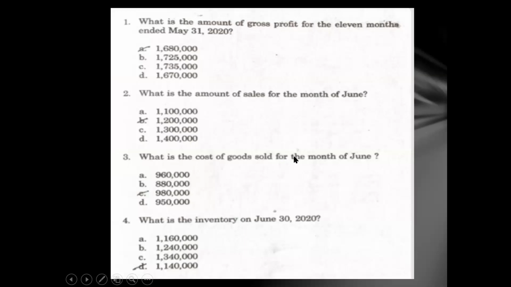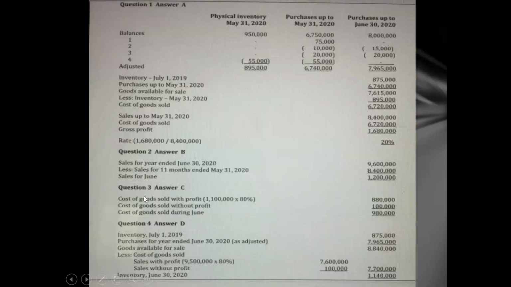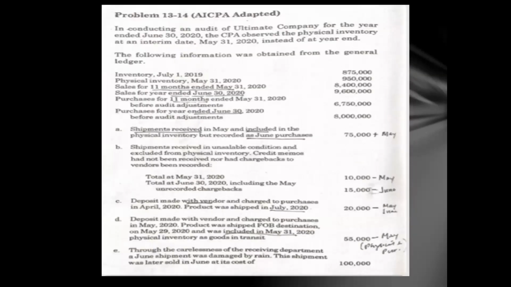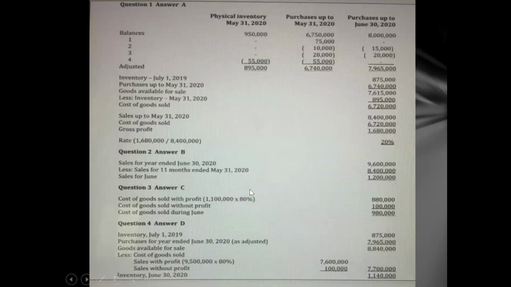In number 3, what is the cost of goods sold for the month of June? So cost of goods sold without profit, that's your 100,000. This is, I guess, given. Okay, wait, sorry. Your 1,1 is based on 1,2. This is for the month of June. 1,2 minus your cost of the goods sold without profit of 100. So that's why 1,2 minus your 100, that makes your 1,1.